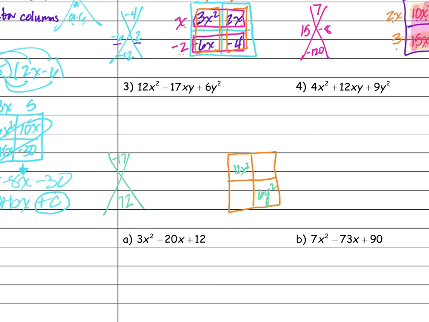What multiply? 9 and 8. Okay, 9 and 8, and they're both negative. So this would be negative 9xy and negative 8xy. I should have made my box bigger.